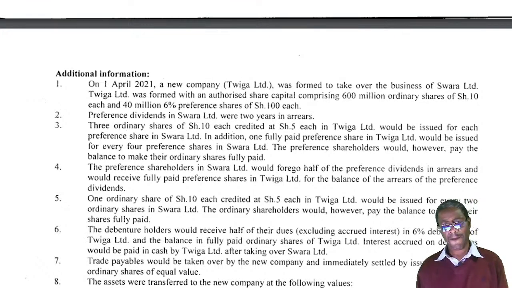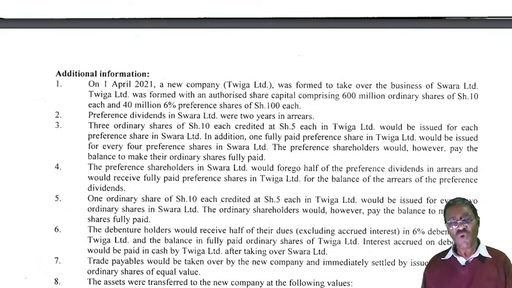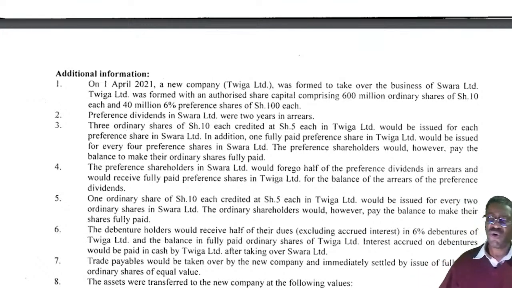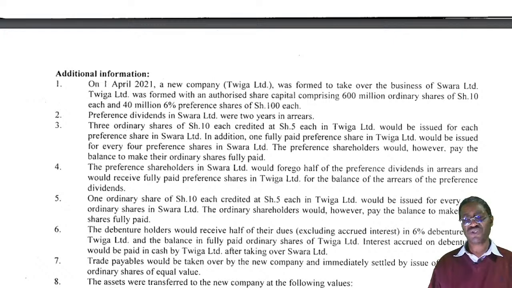Number five, one ordinary share of shillings 10 each credited at 5 in Twigger Limited would be issued for every two ordinary shares in SWARA. The ordinary shareholders would, however, pay the balance to make their shares fully paid. We shall come back to one note after the other. Don't panic.